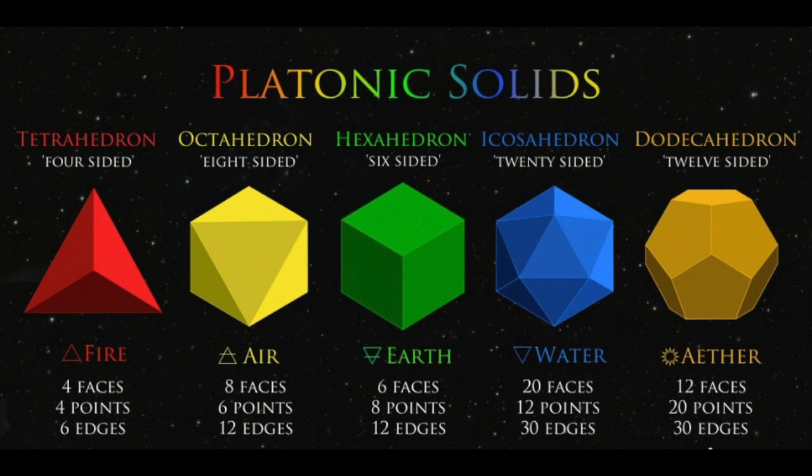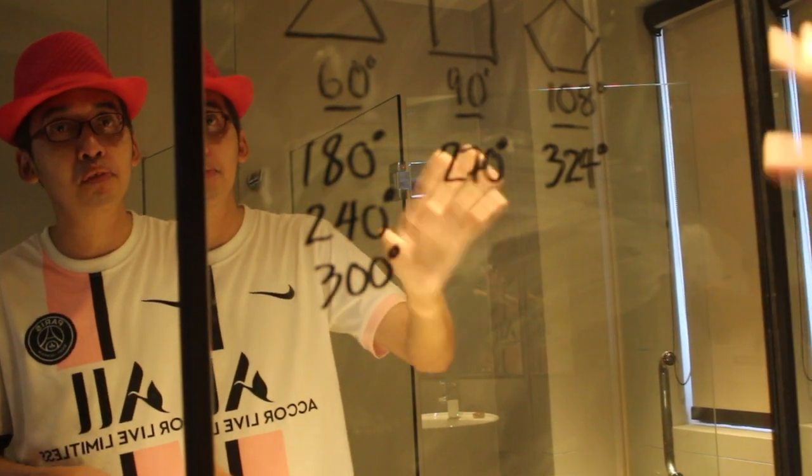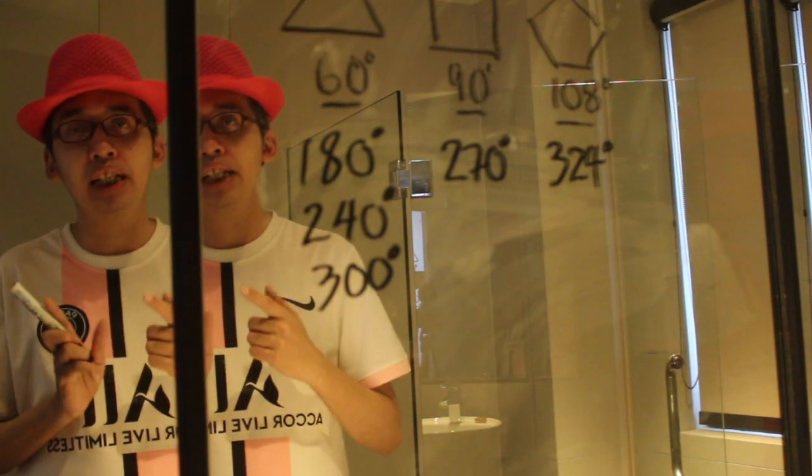If there are 3 triangles meeting at one point, we call it the tetrahedron. 4 triangles meeting at one point is called the octahedron. 5 triangles, icosahedron. 3 squares makes the cube or hexahedron. And 3 pentagons make your dodecahedron. So we have proven that there are only 5 possible platonic solids. Let's try to prove it in another way.